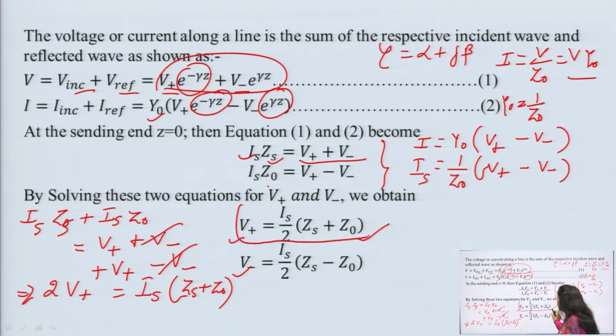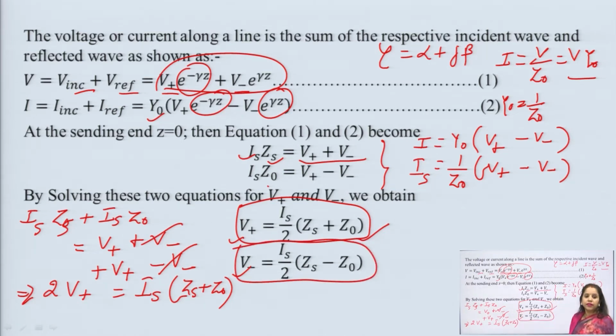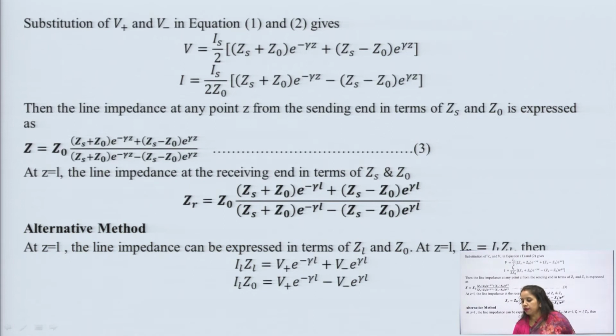So, this expression we have achieved. Similarly, by subtracting these two equations, we are able to get the expression for V minus, which is equal to Is upon 2 Zs minus Z naught. So, students, all of you should solve this by the instruction provided by me, that is, you should subtract this equation for getting this expression of V minus. You are able to get the expression of both V plus and V minus.